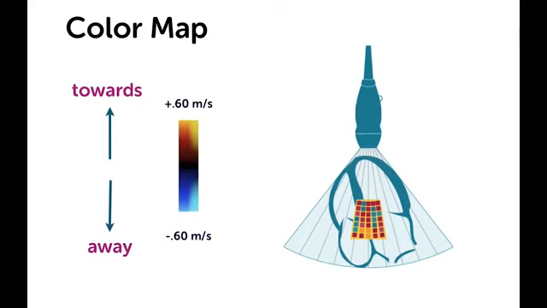Flow towards the transducer is depicted in reddish colors, while flow away from the transducer is in blue. The higher the velocity gets, the lighter the colors get. And if the velocity exceeds a certain value, this value is usually shown on the top of the bar, then we will not get a distinct color, but we will get a mixture of many colors, like a mosaic. This is also called aliasing.